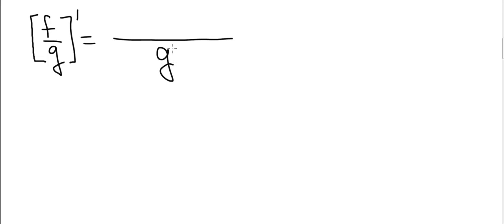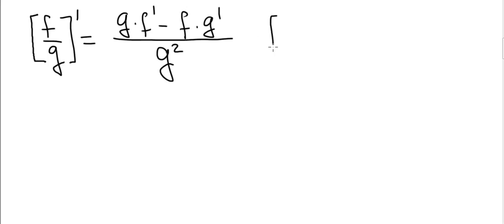In this video, we're going to show that the derivative of f divided by g, or (f over g)', is equal to g squared in the denominator, and in the numerator g times f prime minus f times g prime. This is called the quotient rule of differentiation.